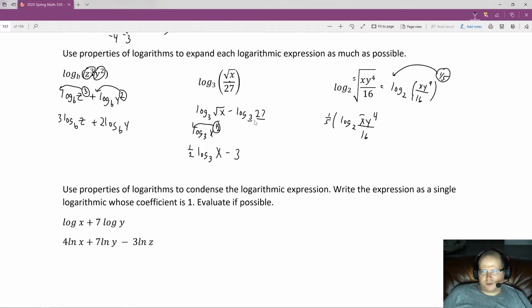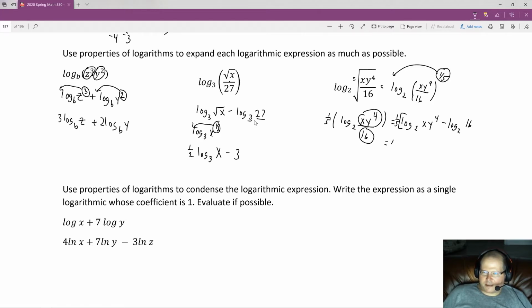Okay, so I have the numerator x y to the 4th, and I have the denominator 16. So I'm going to break this apart using subtraction, and that 1/5 is still in front. Now you can either just put 1/5 in front of both of these logs, or you can just leave it outside of the parentheses. So you can distribute it, or you can just leave it outside. So log base 2 of x y to the 4th minus log base 2 of 16.